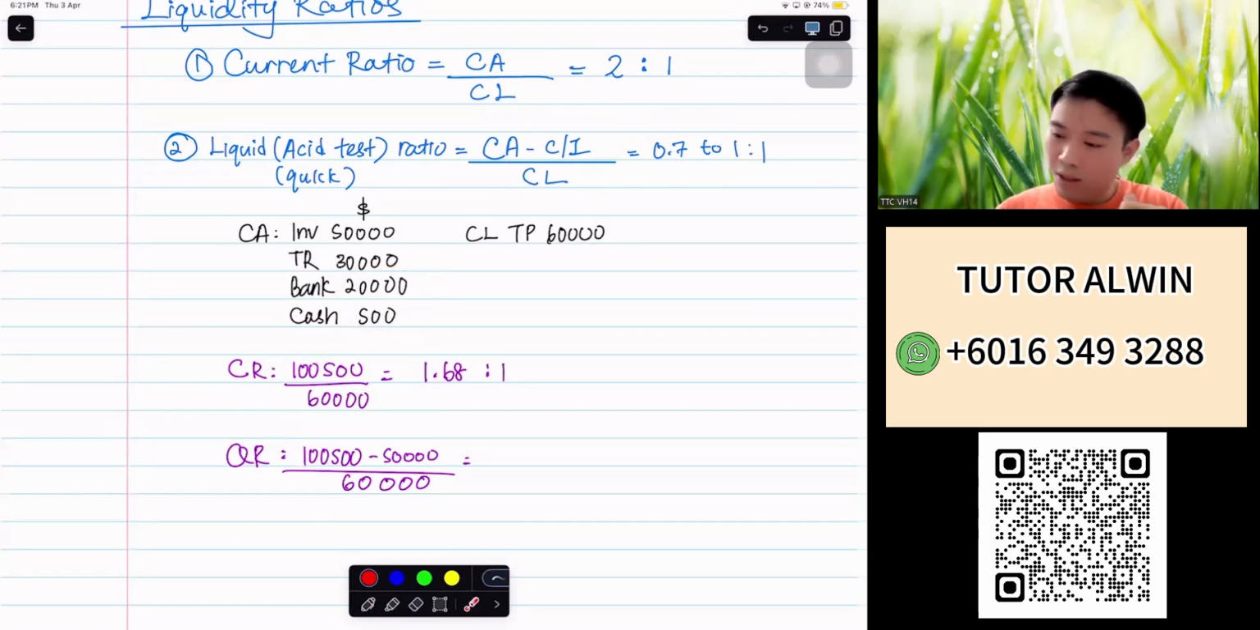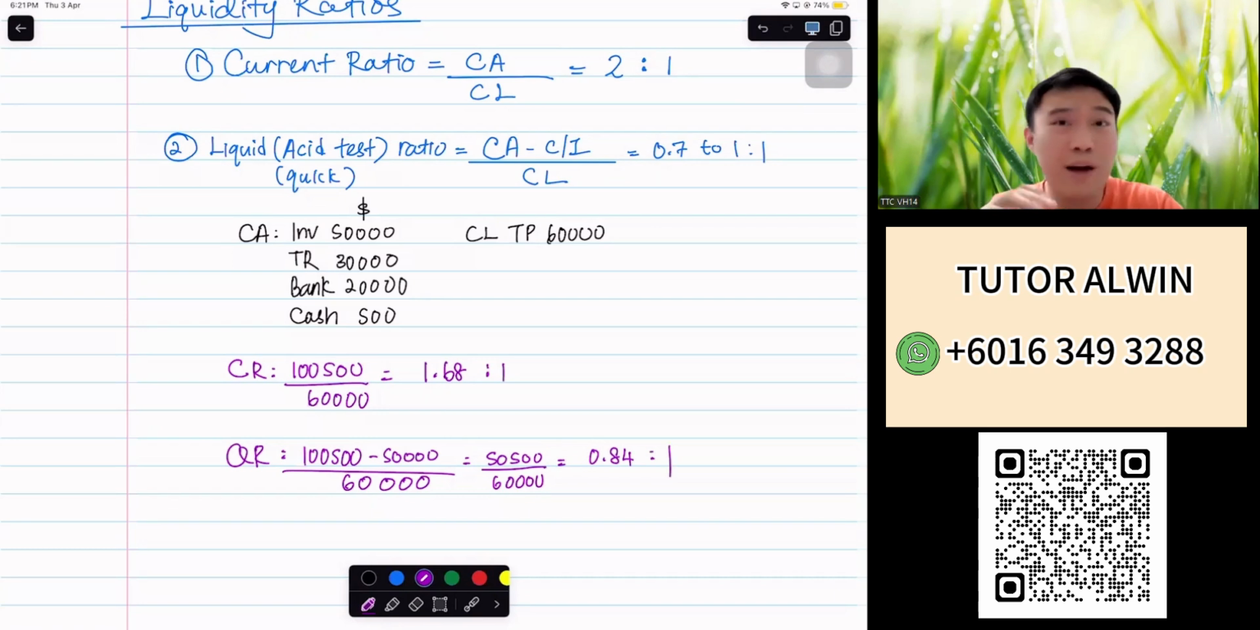So 100,000 and 500 minus off 50,000, I will only have like what, 50,500 divided by 60k. Okay, I'm barely surviving. 0.84 to 1. Barely surviving. I don't have enough money. And some more, the trade receivables is quite stuck, my money there. My money is also stuck in my closing inventory. I need to sell them off. Please give me some time. No, I don't want to give you time. I want my money today, 60,000. Gone. Barely enough to pay off the 60,000.